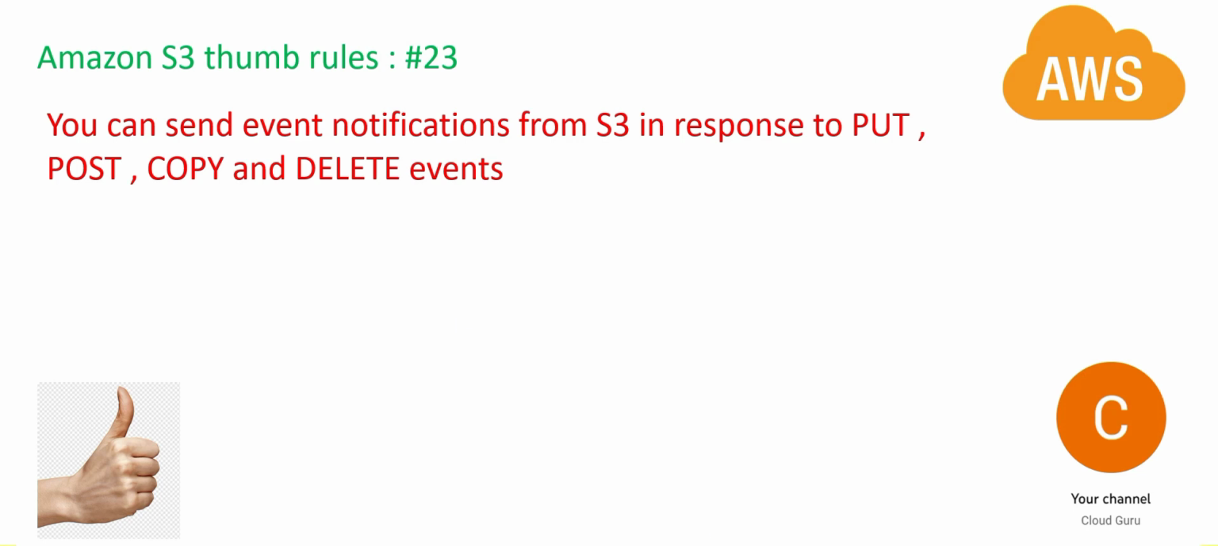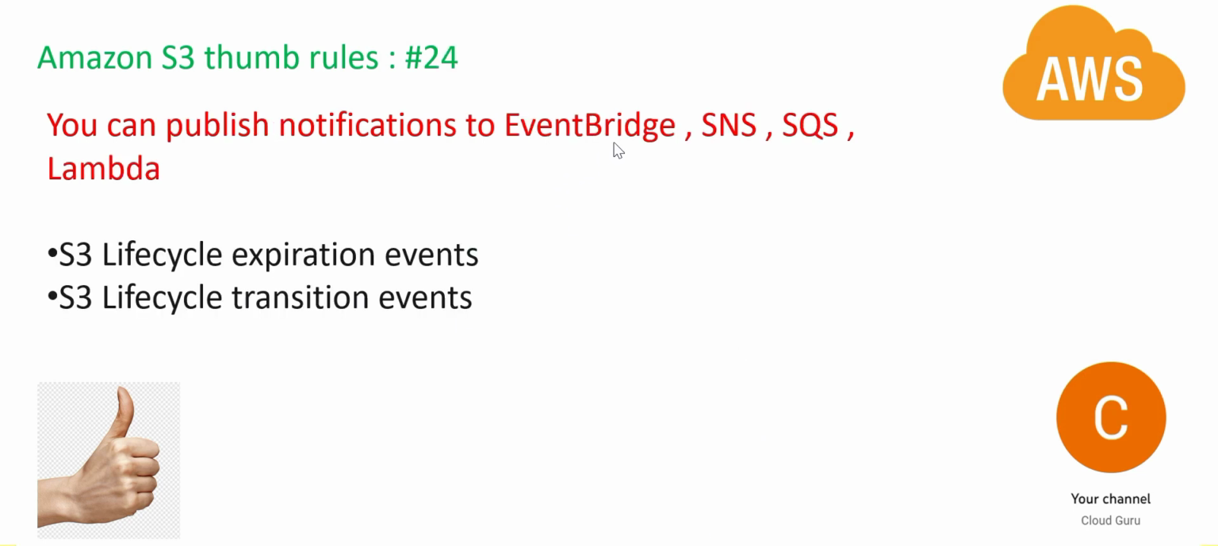These notifications you can send to EventBridge, SNS, SQS, Lambda, and so on. You can also send notifications if a lifecycle expiration is happening. For example, you have set a lifecycle so that after 30 days, your file should move from S3 Standard to S3 IA. And whenever that move happens, you get an event, a transition event, that it is moving from one storage type to another one.